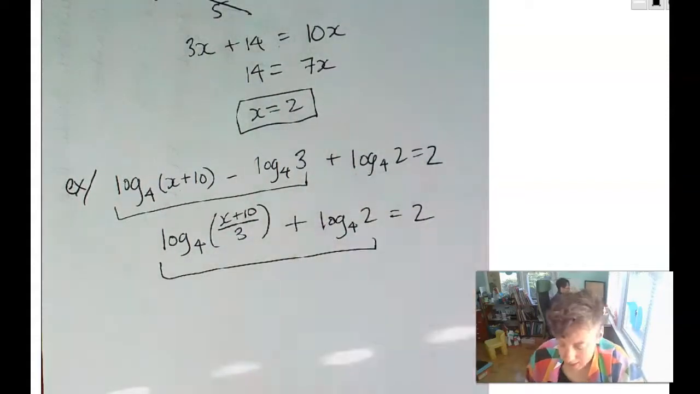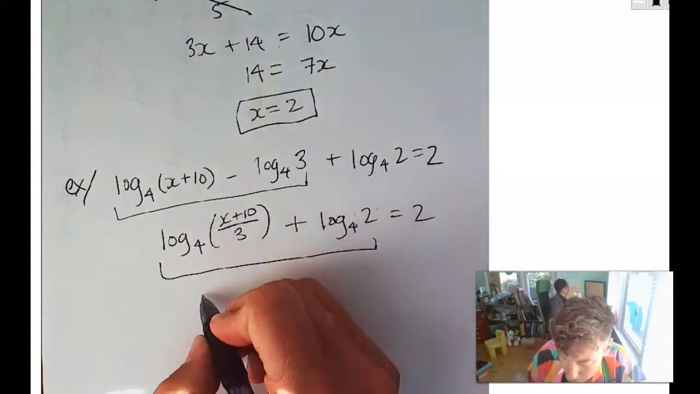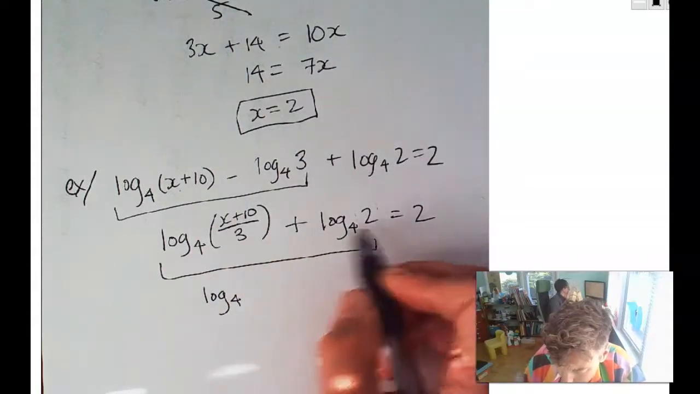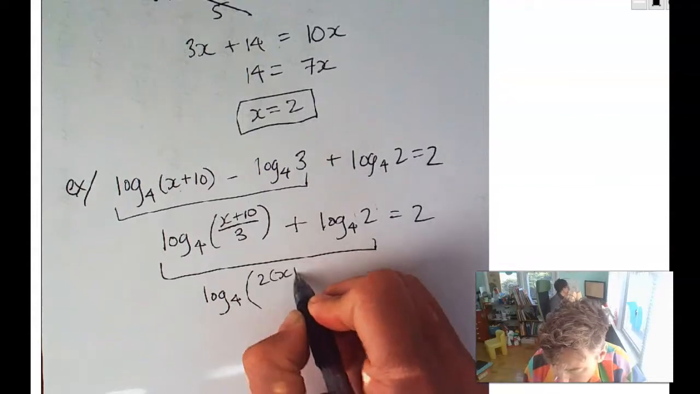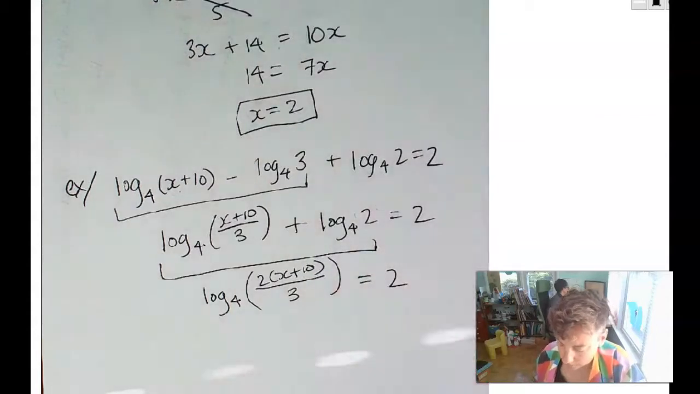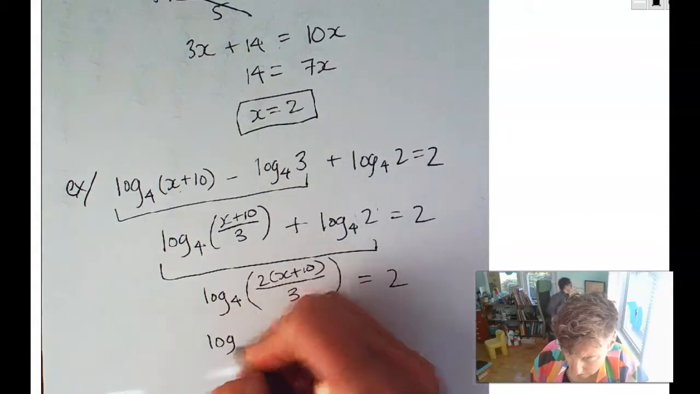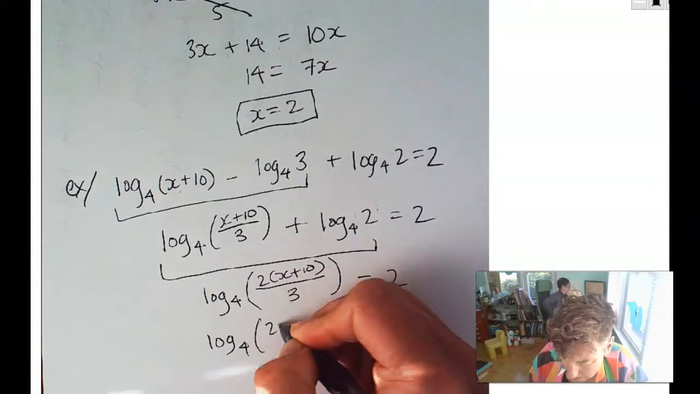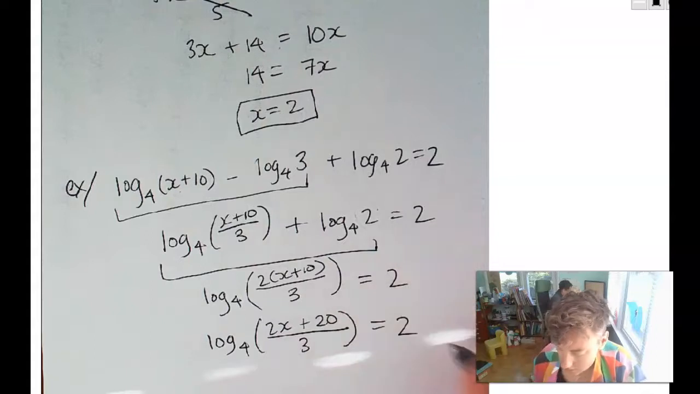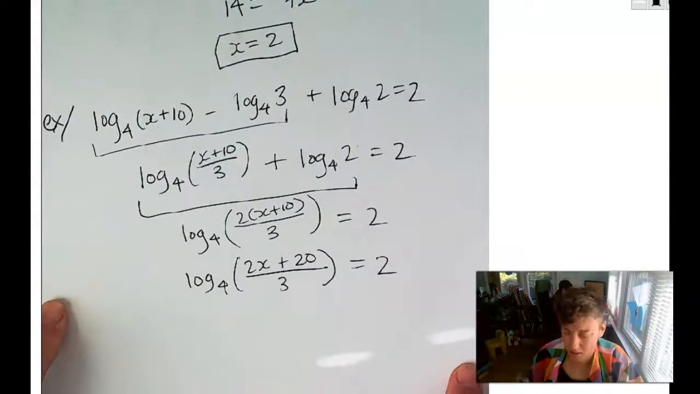That plus means we can take these parts and multiply them. So this will be log base 4 of 2 times x plus 10 all over 3 equals 2. I am going to simplify this just slightly here. Log base 4 of 2x plus 20 divided by 3 equals 2. Alright, speed that up, give us some space for our looping and swooping.